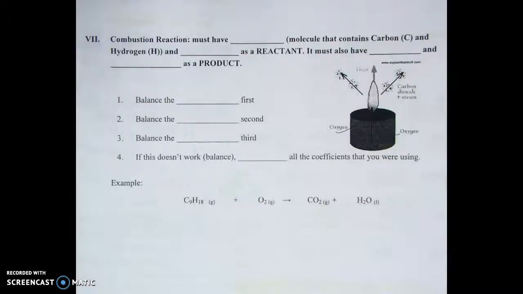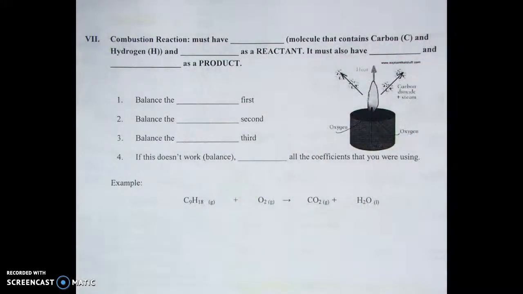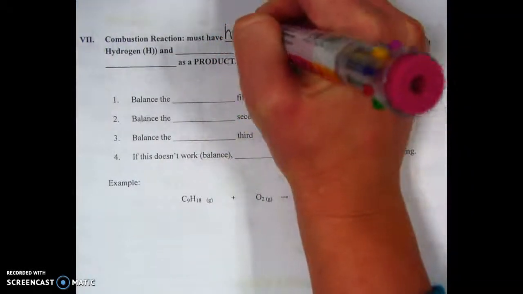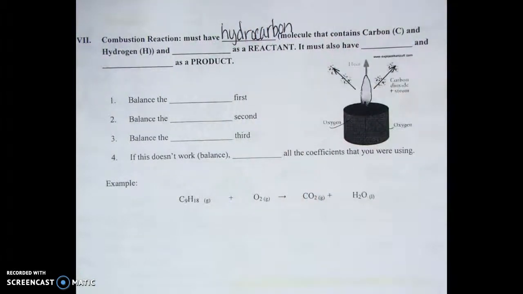Combustion reactions must have, what's it called whenever we add a carbon and hydrogen together? What kind of molecule is that? A hydrocarbon. A hydrocarbon molecule. It contains carbon and hydrogen. And what is a reactant? What does fire have to have?